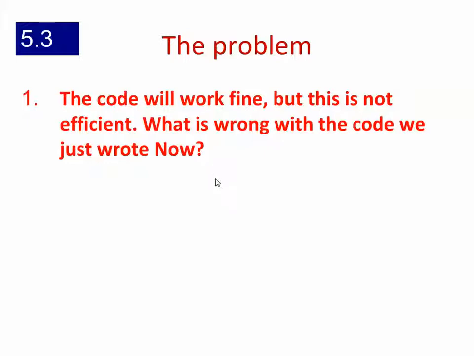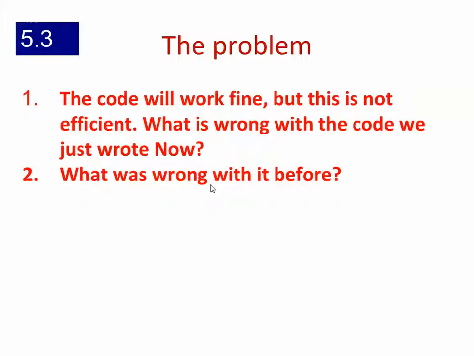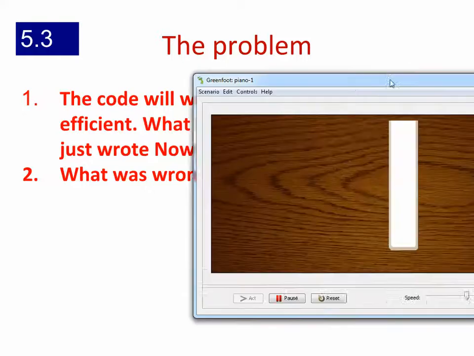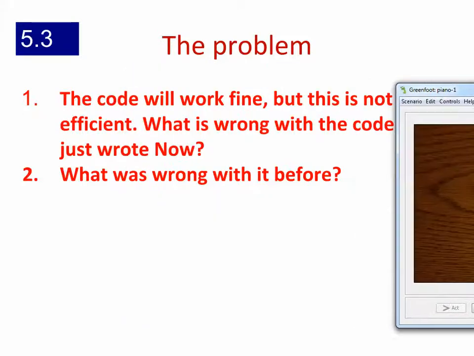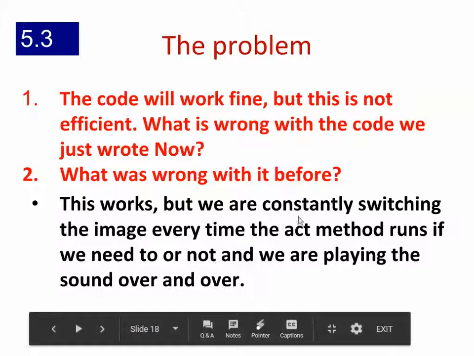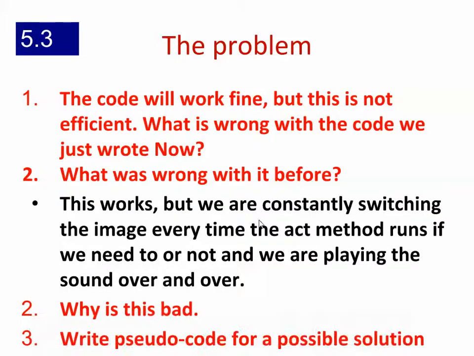And when we press the G key, not only is it switching to the down image constantly, but it's playing the sound over and over again. Okay, what was wrong with it before? Well, it wasn't playing the note over and over again, but it was definitely switching the image constantly, and that is wasteful. Okay, this works, but we're constantly switching the image every time the act method runs, if we need to or not. And we are playing the sound over and over again. Why is this bad? It wastes resources.